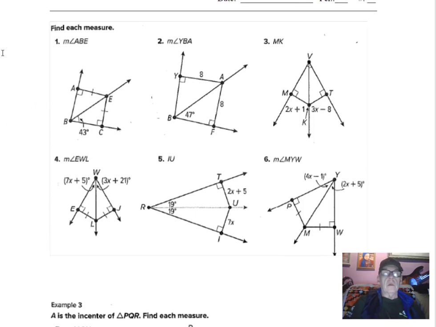So here we have a right triangle. This is a 43 degree angle. Let me see what they want us to do. We want to find the measure of ABE. So let's see what we can do with this. So this angle is 43 degrees. And 90 and 43 is 133, which is going to cause this angle CEB to be 180 take away 133, which is going to be 47 degrees.